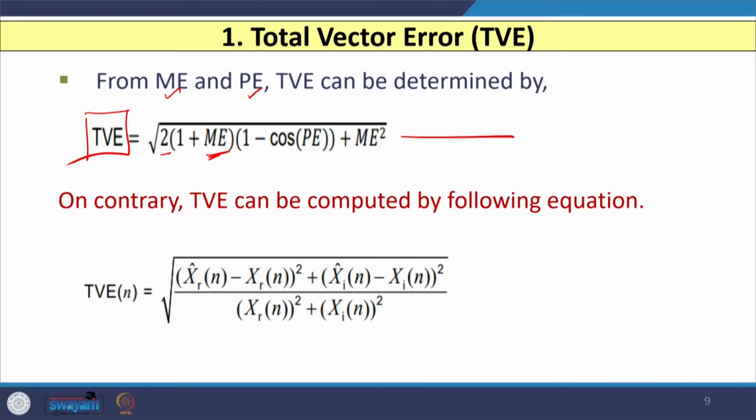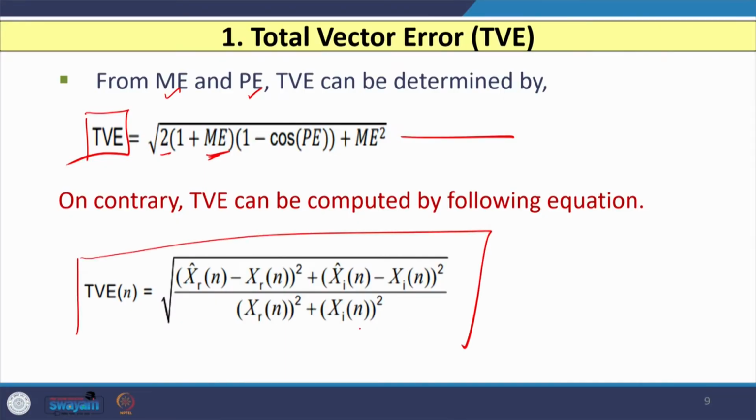However, sometimes if you wish to calculate the total vector error without calculating magnitude error and phase error, you can do that, and for that you have to use this equation. In this case, the total vector error for a particular sample number n is given by the square root of xr hat n minus xr n, whole square, plus xi hat n minus xi n, whole square, divided by the whole term xr n square plus xi n square. So, using this you can calculate the total vector error directly.